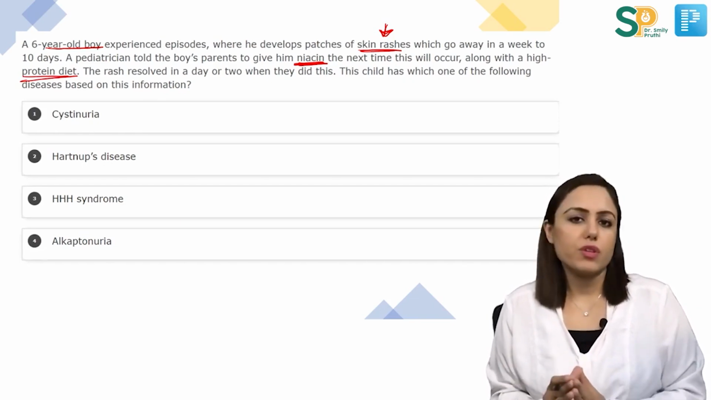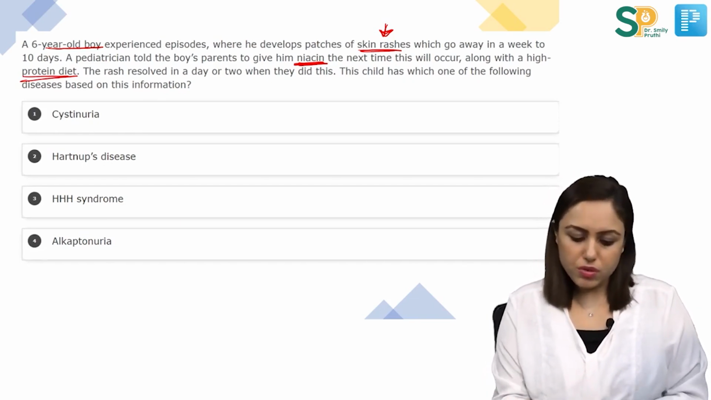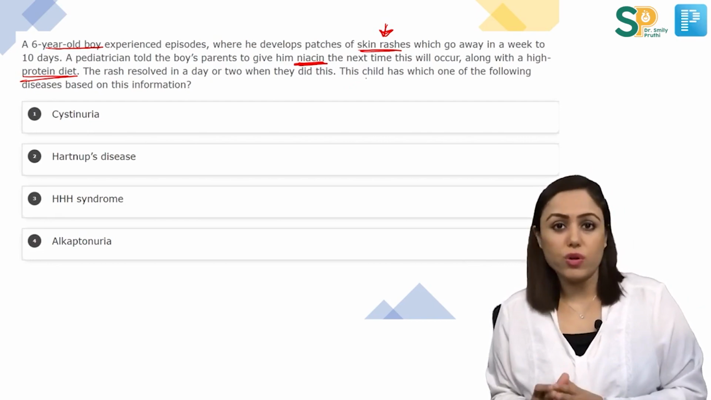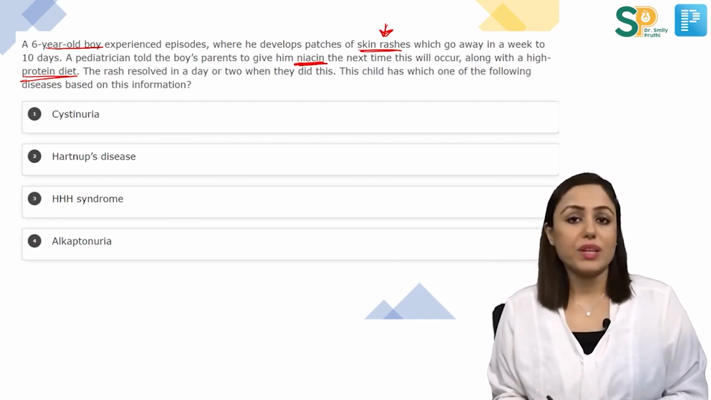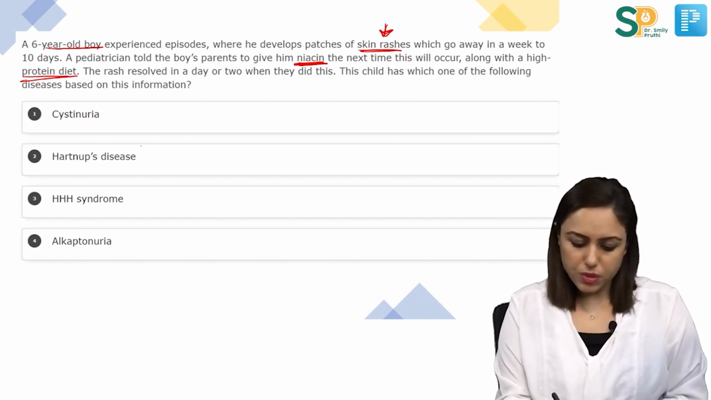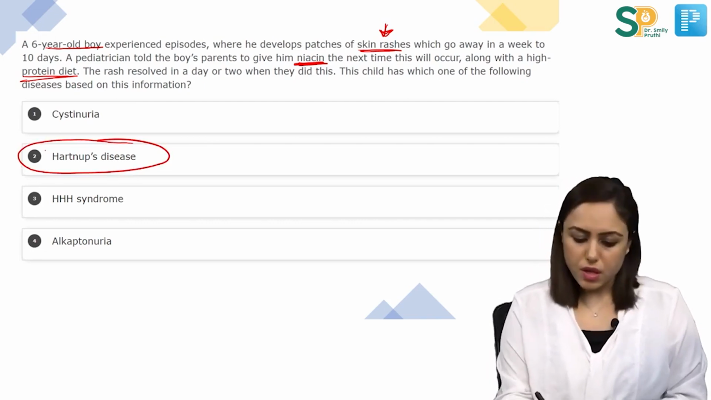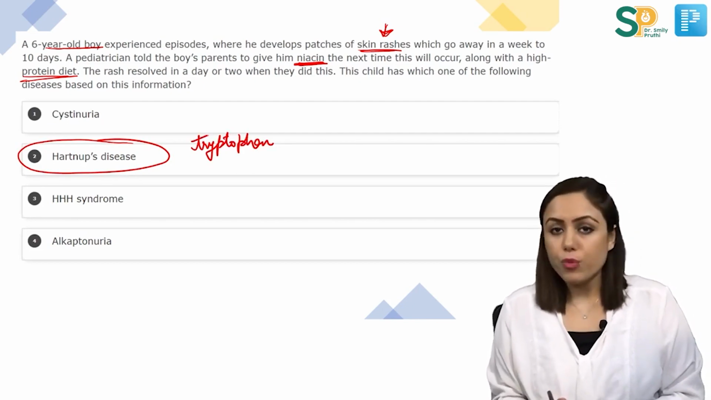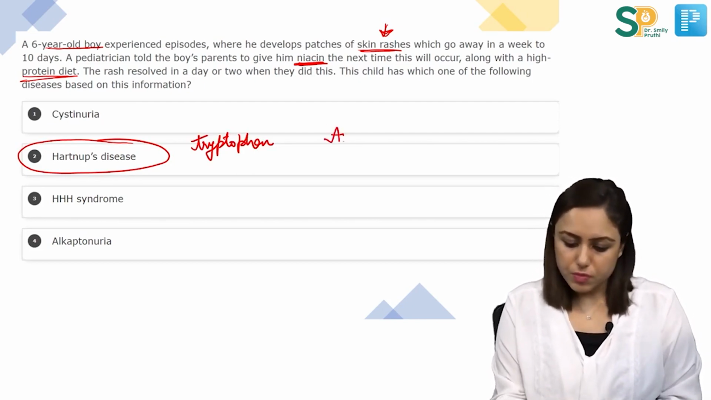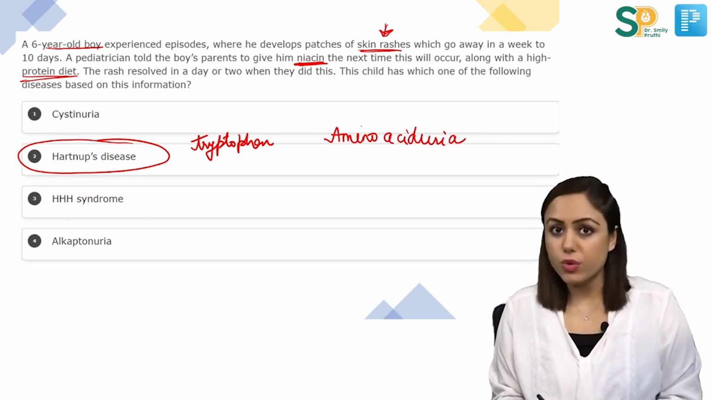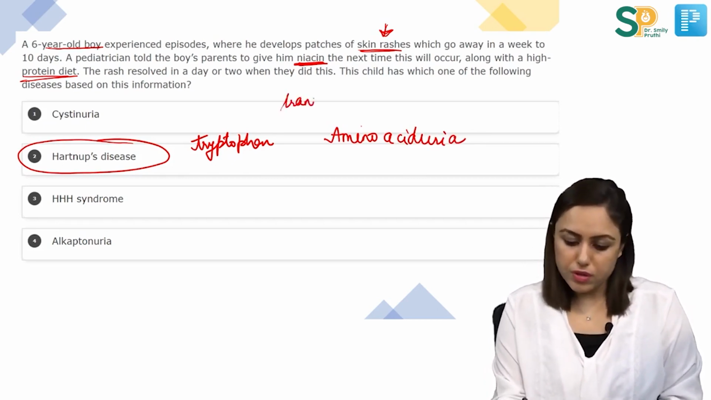So here is something related to amino acids and proteins. The rash resolved in a day or two when they did this. So the rash was resolved on giving niacin. This child has which of the following diseases based on this information? This points me towards Hartnup disease, where tryptophan is getting lost in urine. When tryptophan is getting lost in urine, these patients have aminoaciduria, mainly tryptophan and other non-polar amino acids coming in urine. It is a transporter defect.